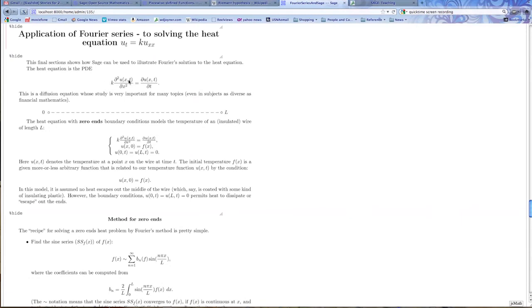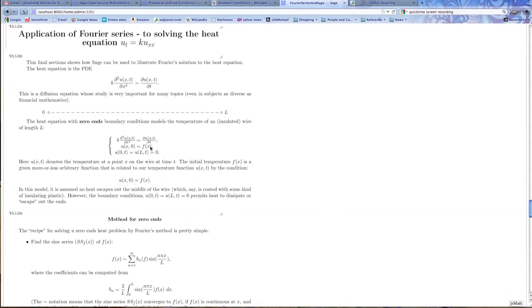And u of x,t is the temperature at the point x on a wire of length L at time t. So here's our wire, this dotted line here. We're going to call this endpoint 0, this endpoint over here L, and x is a point on that wire. This wire is a copper wire. We assume it's maybe plastic coated or something. The idea is that heat cannot escape out the middle of the wire, only out the ends. And this diffusion equation, this heat equation on top, that PDE, that describes the temperature evolution of the wire as t increases.